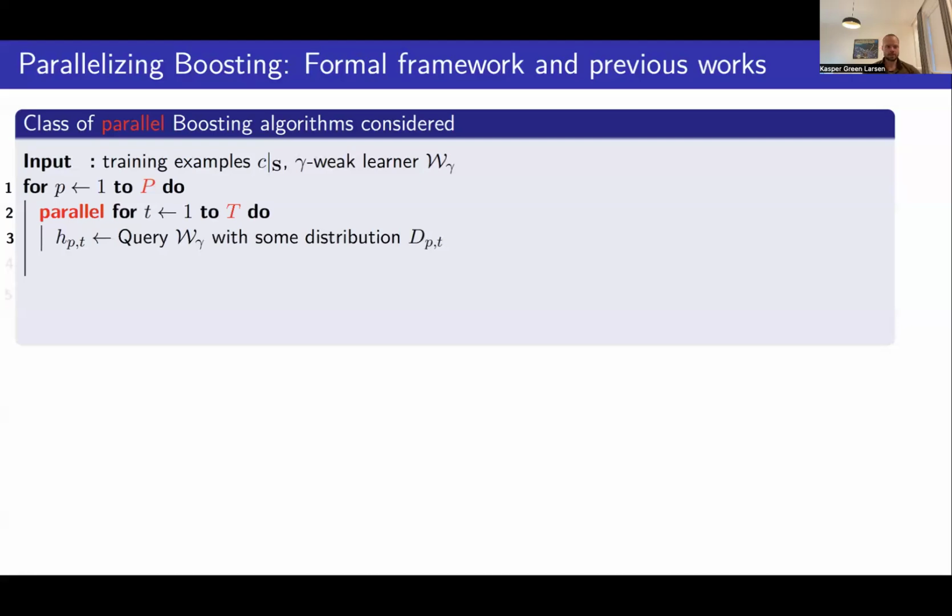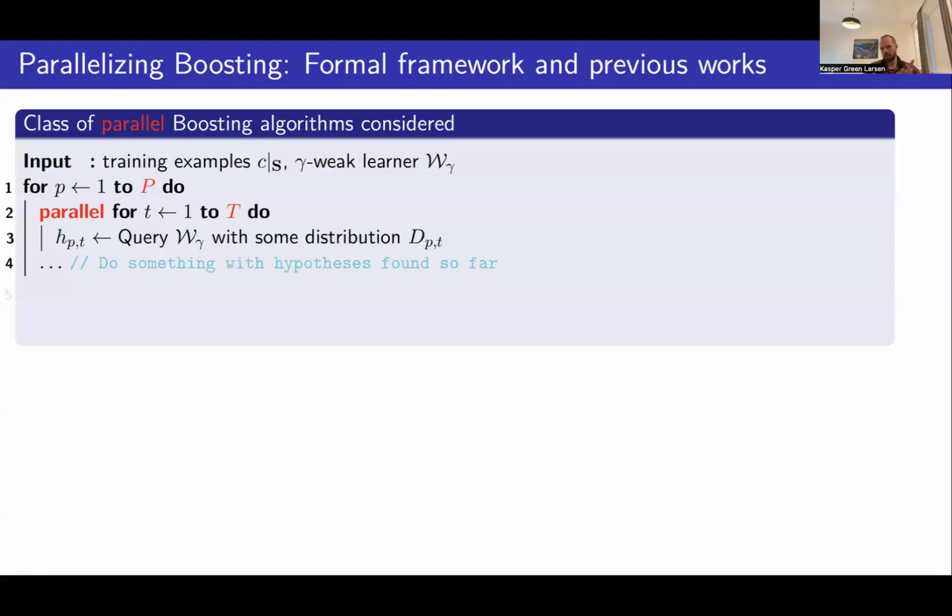And training a classifier in this setup, by this formal definition, means that you query the weak learner with a distribution, right? That's the training phase. You feed the weak learner a distribution, and it's going to train for you some kind of classifier H that performs well on this distribution. So in our setup, we have P rounds. In each of these P rounds, you can query a weak learner with T different distributions, and in parallel, you'll get back a classifier whose error is at most a half minus gamma for each of these T distributions, right?